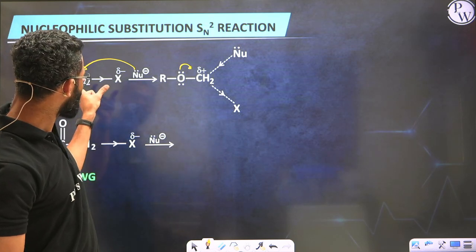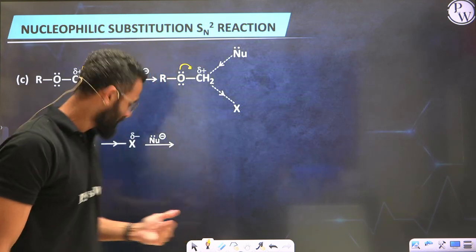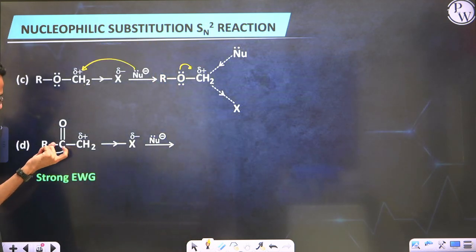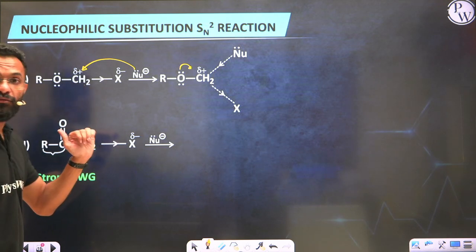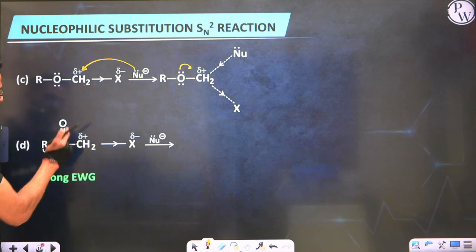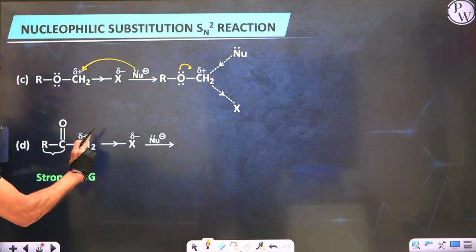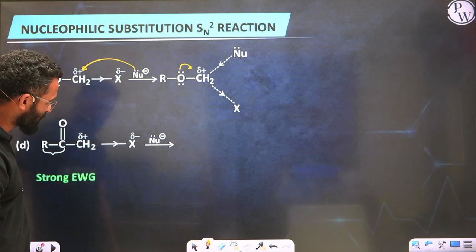Alkoxy group at the carbon carrying the leaving group is even more reactive than both allyl and benzyl. And having an electron withdrawing group such as a carbonyl carbon at the carbon carrying the leaving group is fastest among all. So why is it that the presence of a carbonyl carbon at the carbon carrying the leaving group increases the rate of the SN2 type of reaction?